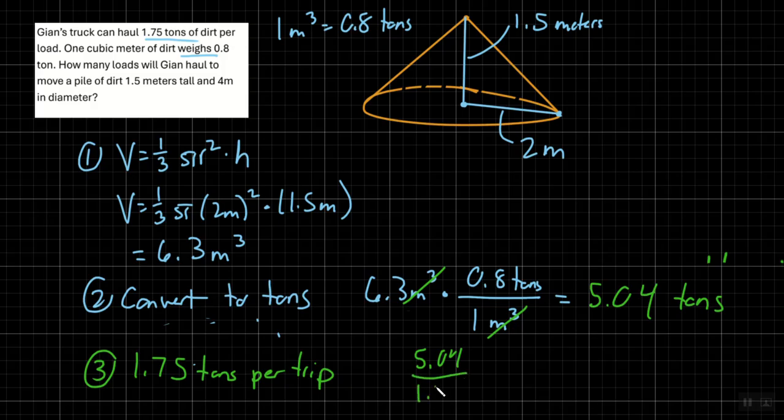Divided it by 1.75. This should have gotten us to 2.88 trips. Now, you might say round up because it's 0.8. But why are we really rounding up? I want you to give me a logical, non-math explanation of why we are rounding up. Can he make a 0.9 trip? No, he has to take a full extra trip to do that. So, 3 trips.